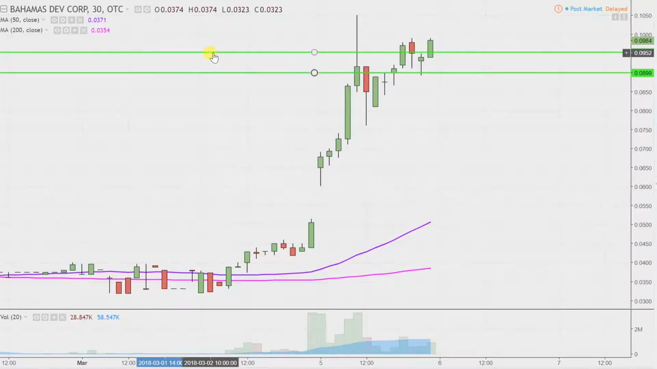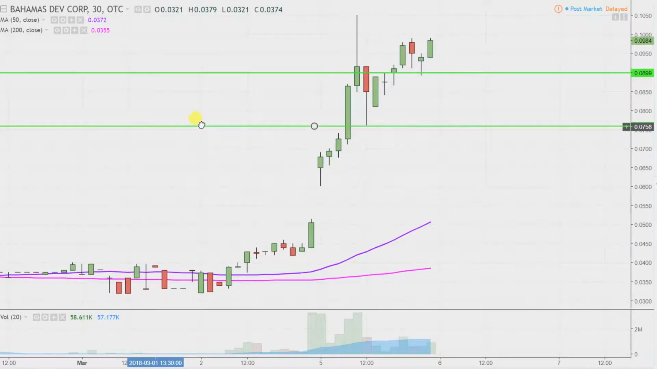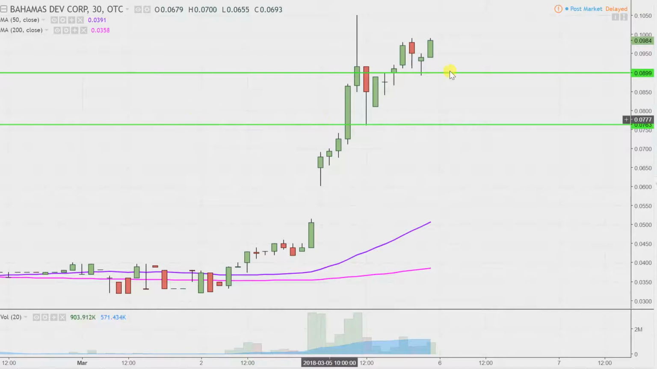Next level of support after that would be down here at the low, when the price went through that kind of crazy little dip right there. And that's at 0.075. So 0.075 and 0.09, two of the near-term levels of support.